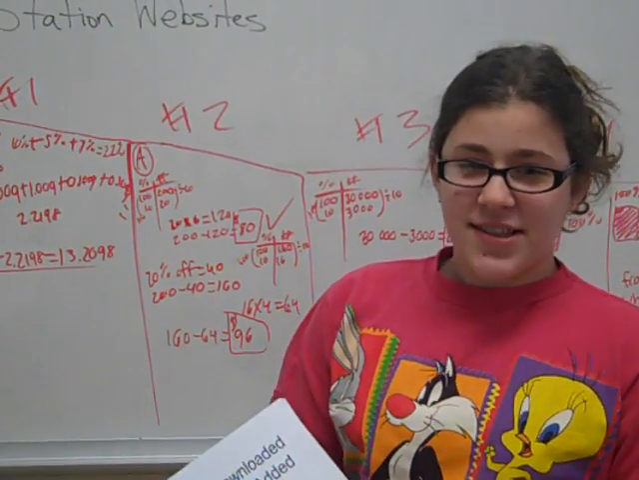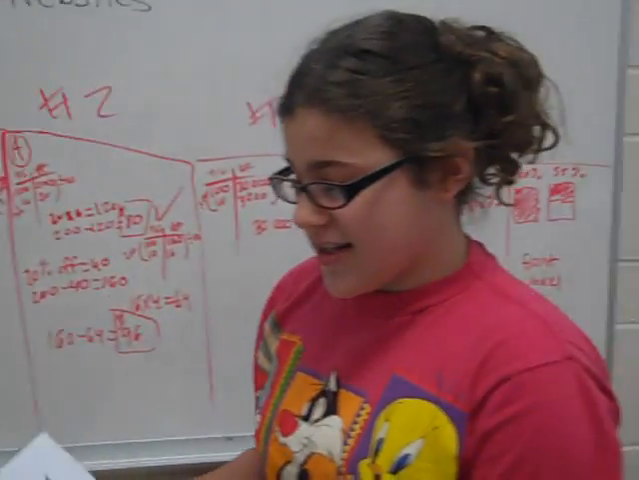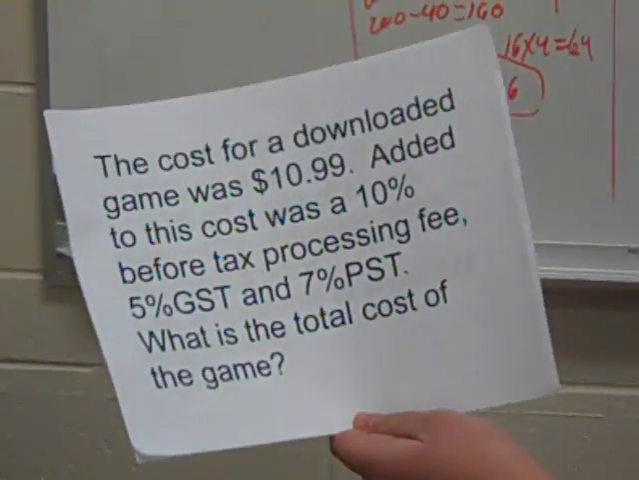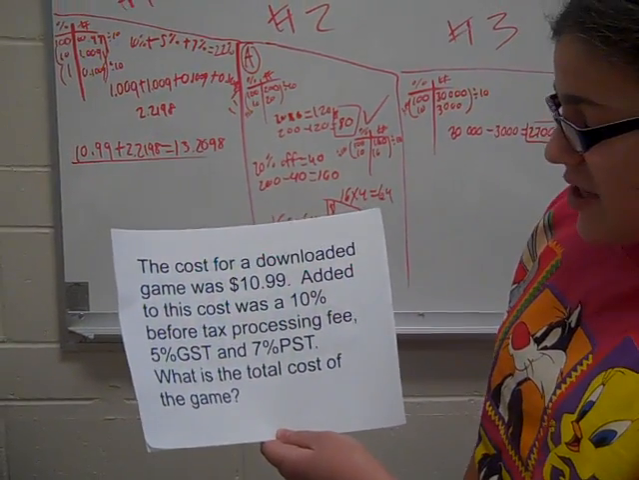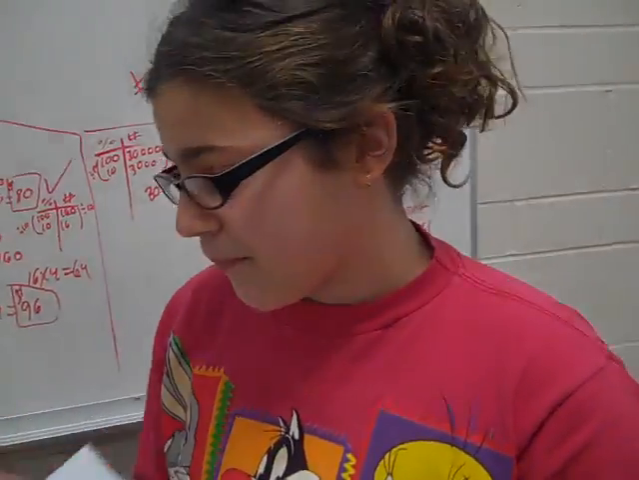I'm here to help the percentily challenged. We're going to do 4 questions. The first question is, the cost for a downloaded game was $10.99. Added to this was the cost of a 10% before-tax processing fee, 5% GST, and 7% PST. What is the total cost of the game?